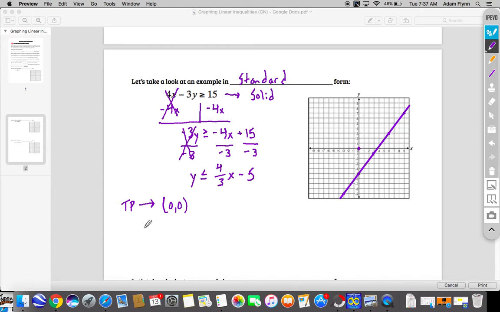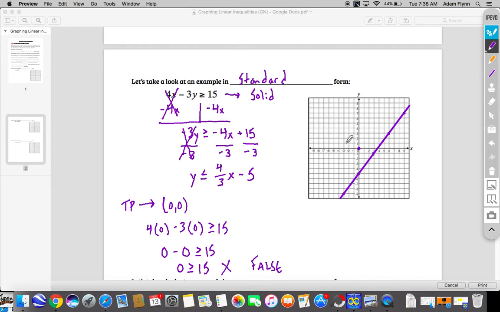So when I plug that in, I get 4 times 0 minus 3 times 0 is greater than or equal to 15. So when I simplify this, 4 times 0 is 0. Negative 3 times 0 is 0. And then I have the rest of my inequality. So last step, 0 minus 0 is 0. So I get 0 is greater than or equal to 15. Well, this is not true. 0 is not greater than or equal to 15. This is false.